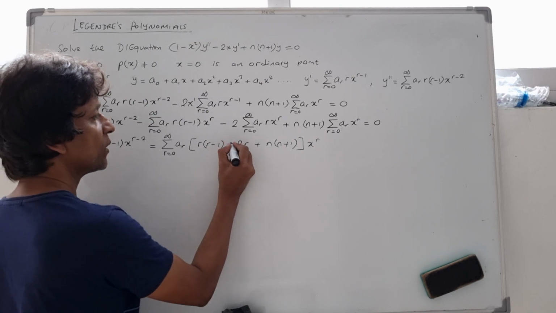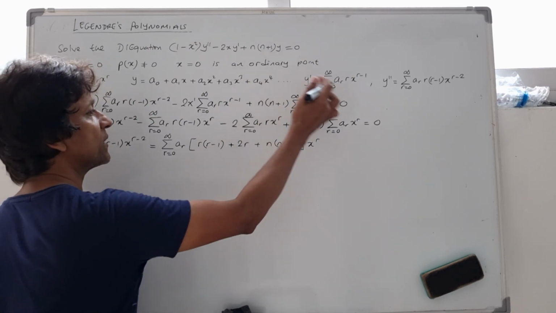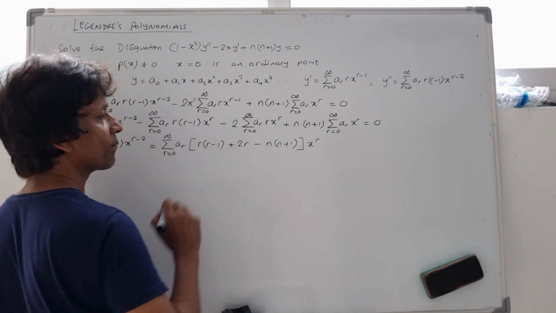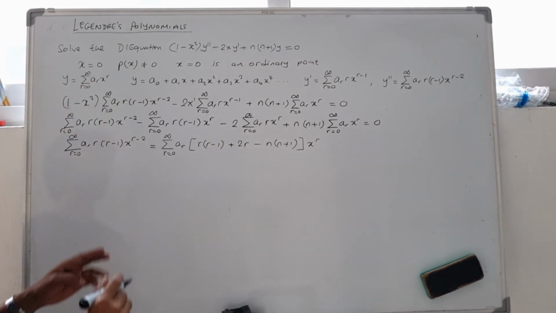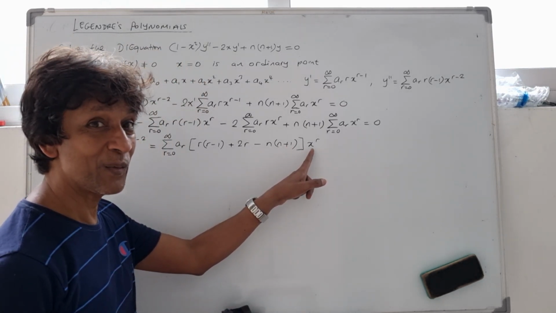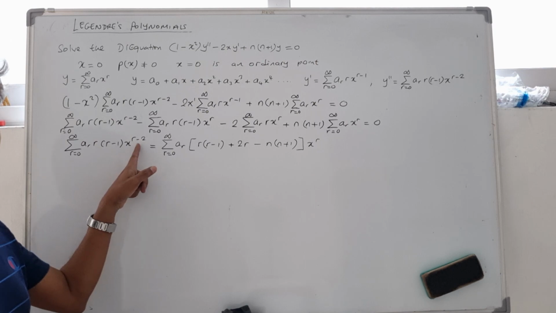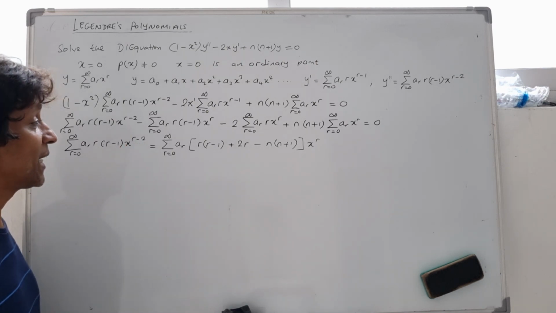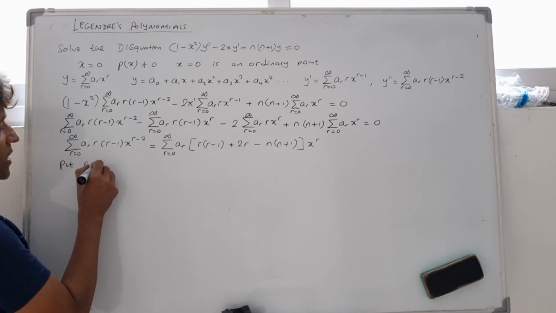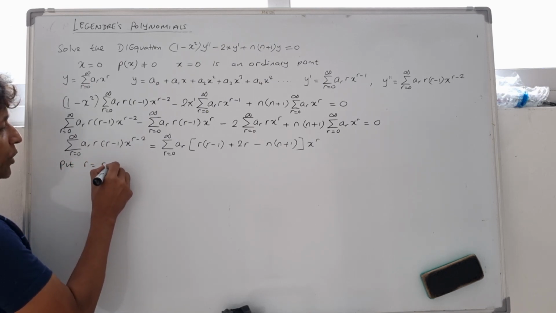The minus becomes plus because remember we set this on the right hand side, and so here the plus becomes the minus. The only problem with this is that I have x power r over here, and I got x power r minus 2. So how am I going to deal with this? I'm just going to put r is equal to r plus 2.